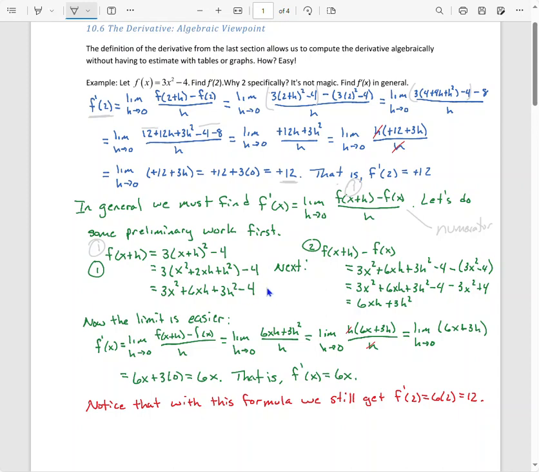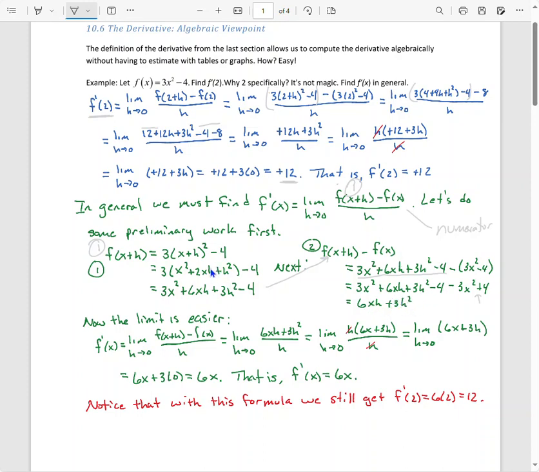I take this answer, and then I subtract f of x. So I have my answer from the left side, minus the original function. I'll distribute the negative, which changes that to a plus. Check it out. I have 3x squared and a minus 3x squared. I have a minus 4, I have a plus 4. Everything that remains has an h in it.